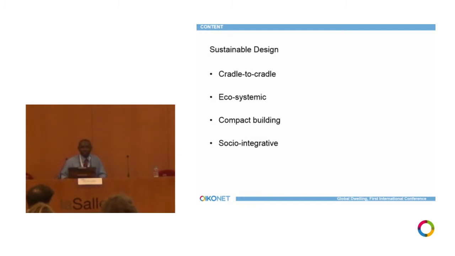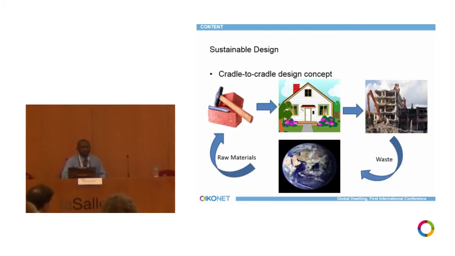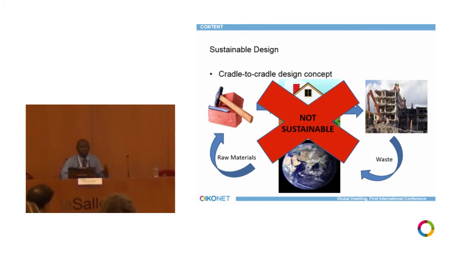Now, what do we mean by each of these? Currently, if you have to build a house, you get the raw materials, you build the house, and at the end of the useful life, the house is demolished, you bury the waste in the ground, and if you need to build another house, you start all over again from the start. We don't need specialists to tell us that this is not a sustainable form of living because the building materials are not being reused. So we need to look for a more sustainable way.